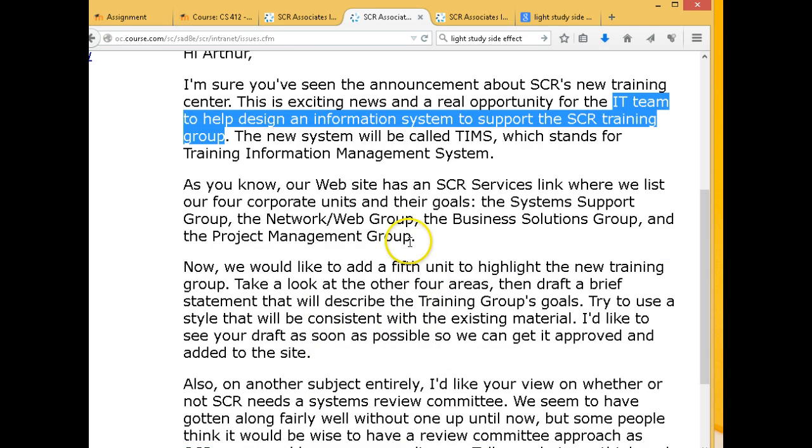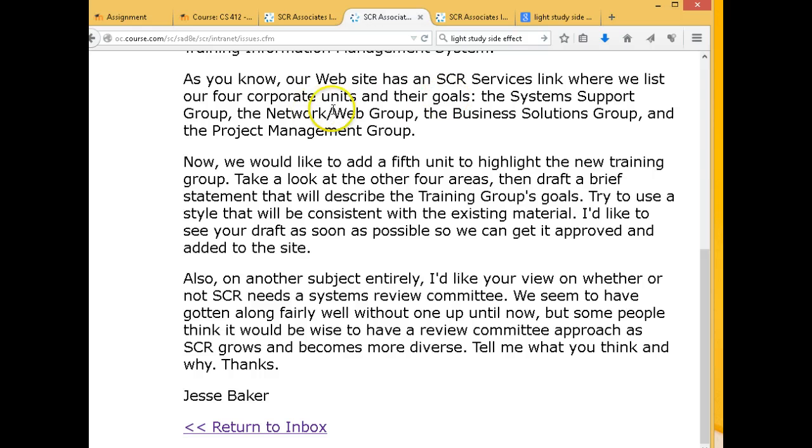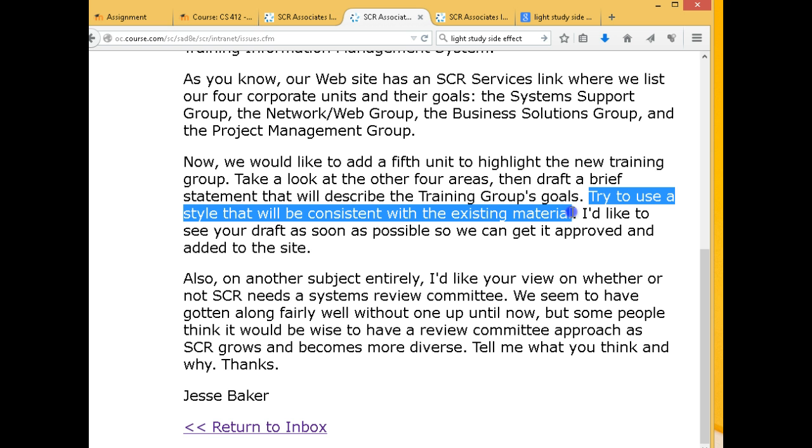Now back to that. We list units. We've got a variety of groups in our company. Here's our new training group that's being added as a 5th unit to the company. And they're trying to use a consistent style with existing material. So we may want to look at the style of the other group's goals and word it similarly.